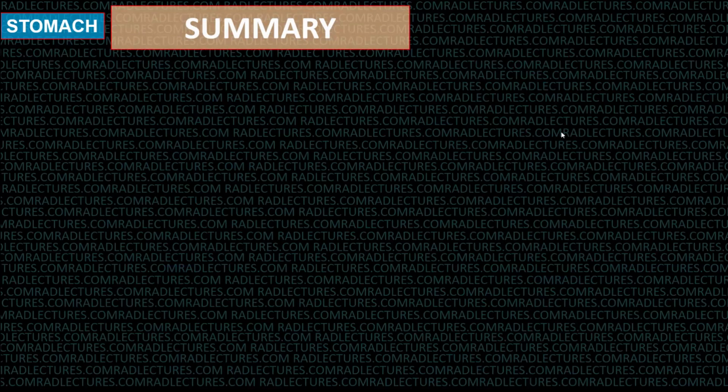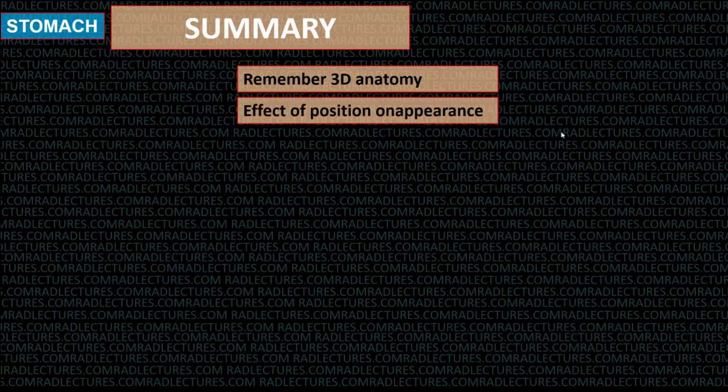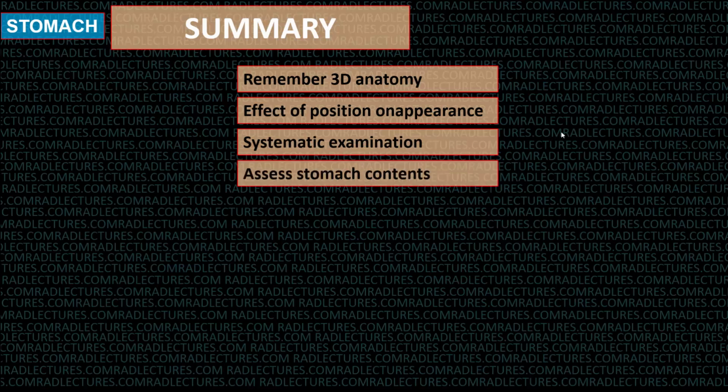So in summary, I want you to remember the 3D anatomy, the effect of patient position on the appearance of the stomach, the points that we use for systematic examination. I want you to assess the stomach contents. Anytime you look at the stomach, don't just look at the wall. Look at the contents and see, is this food really what the patient has just eaten, or is it food residue from last night?